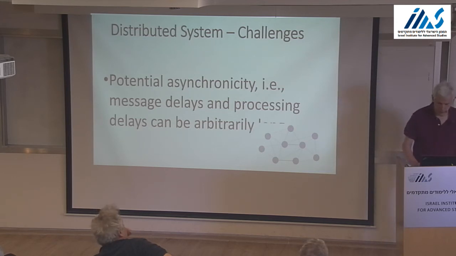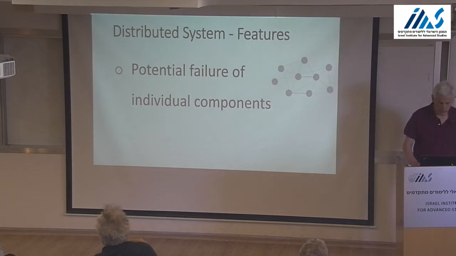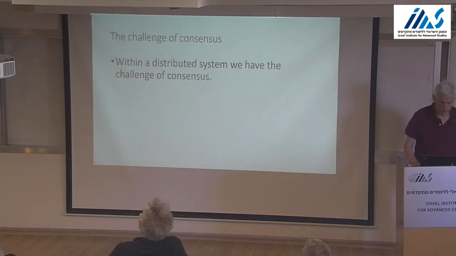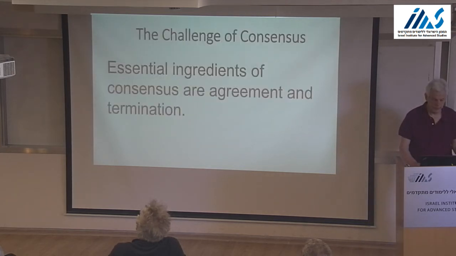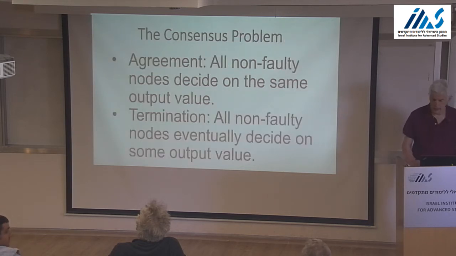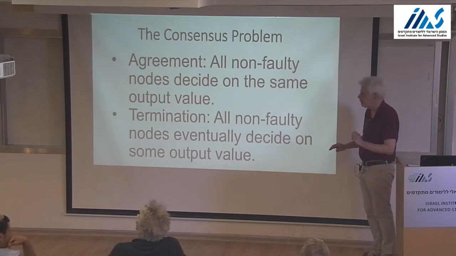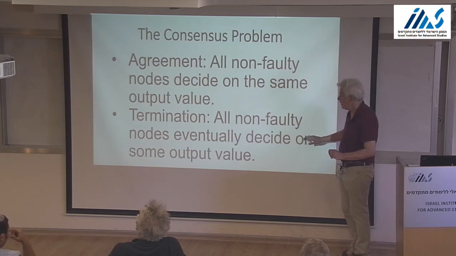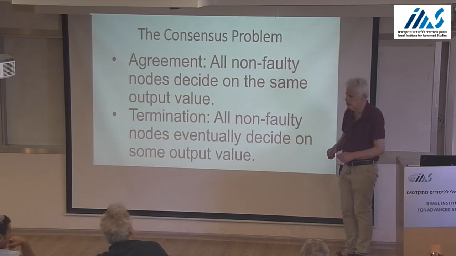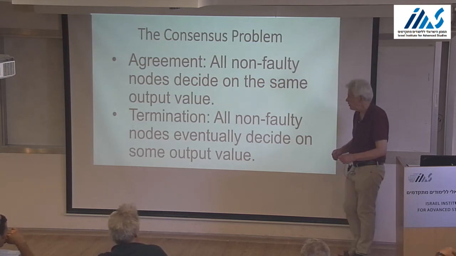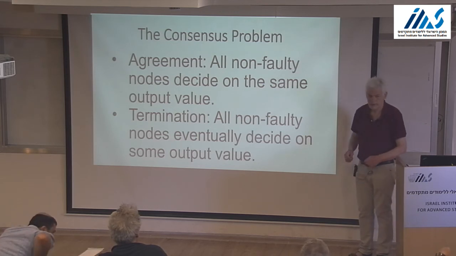Here's the problem with the timestamping. Individual components can fail. And so within a distributed system, it's hard to establish consensus. The essential agreements of consensus are agreements of termination, meaning all non-faulty nodes decide on the same state. So you query them, they all give you the same answer. Termination is all non-faulty nodes eventually decide on what it is. The process itself doesn't go forever.